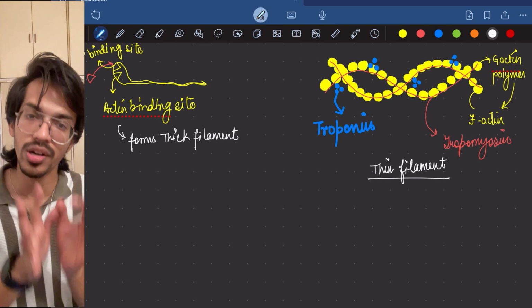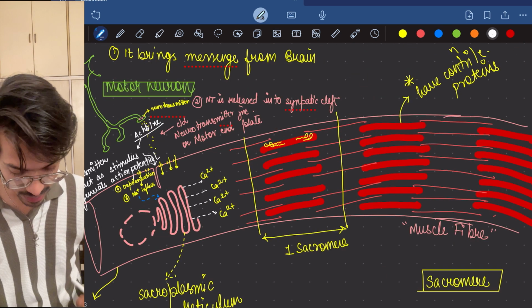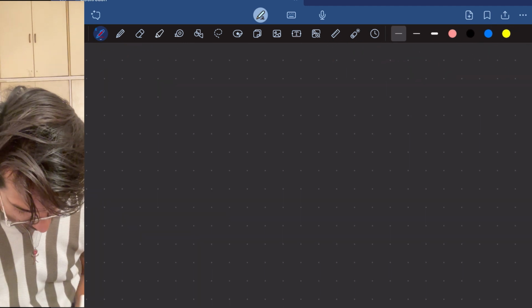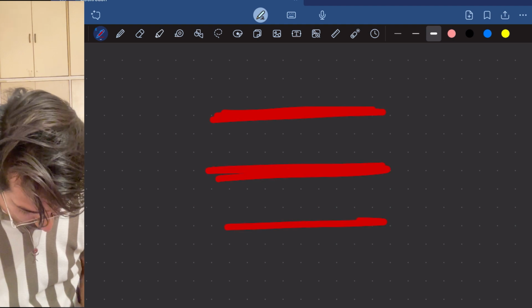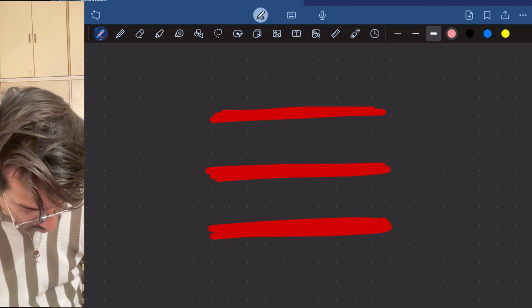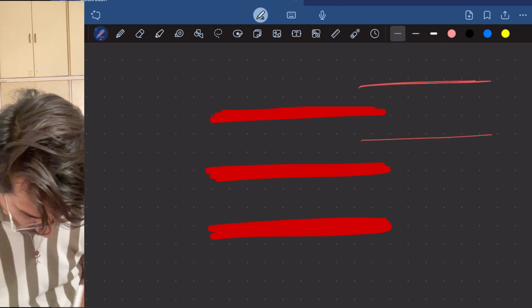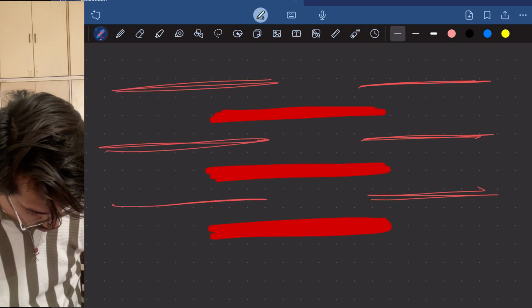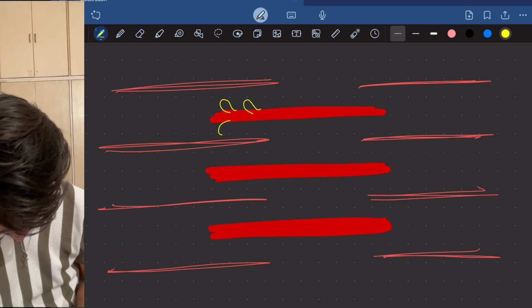Let's just see how the contraction occurs, so again we are going back to this thing. So I am making it over here. If you see, there is a thick filament present. So I am making the thick filament like this, small one. Okay, this is the thick filament. And then we have your thin filament. So the thin filament is present like this. Able to see? Now this thick filament has head-like structures present. Multiple of them are present.